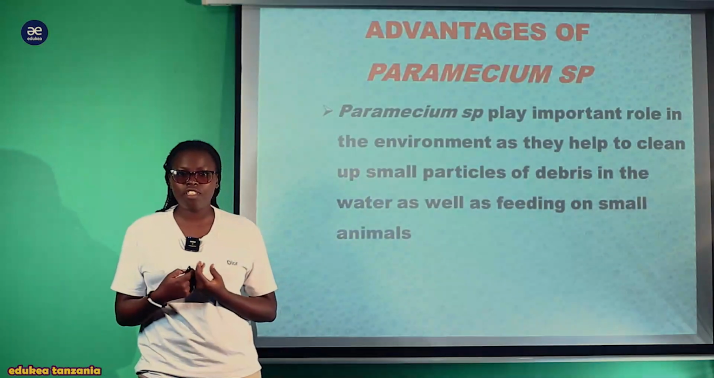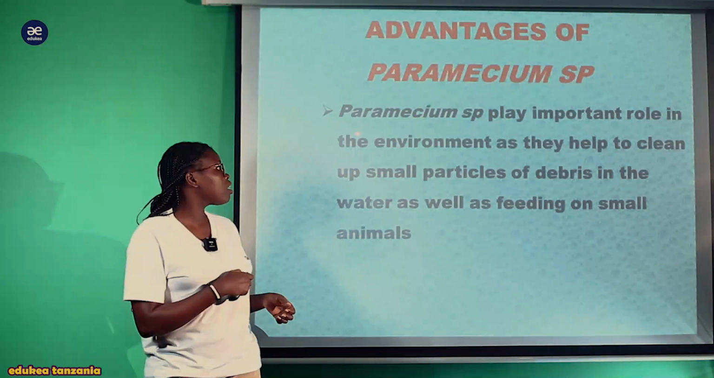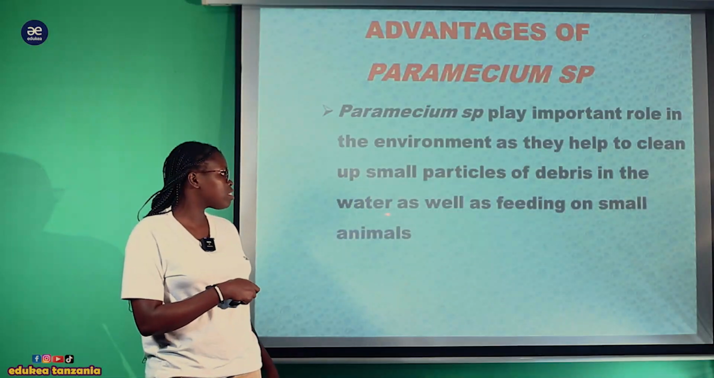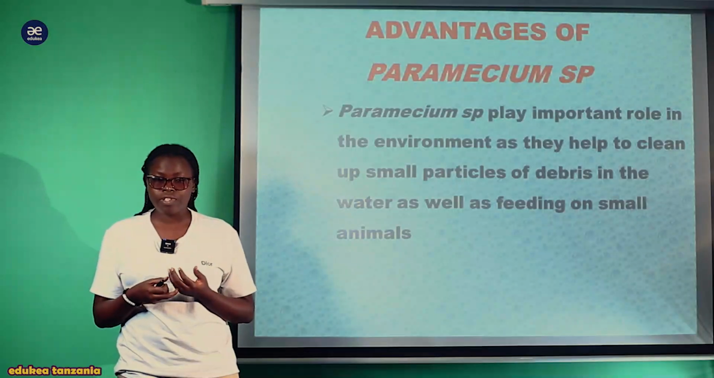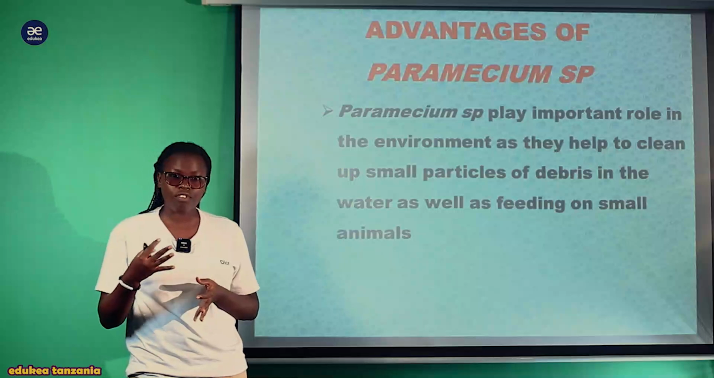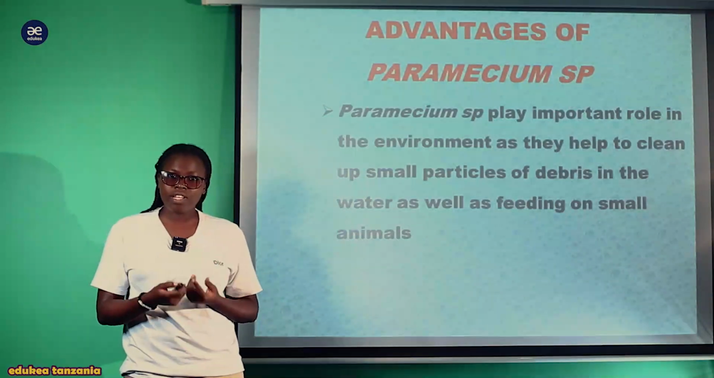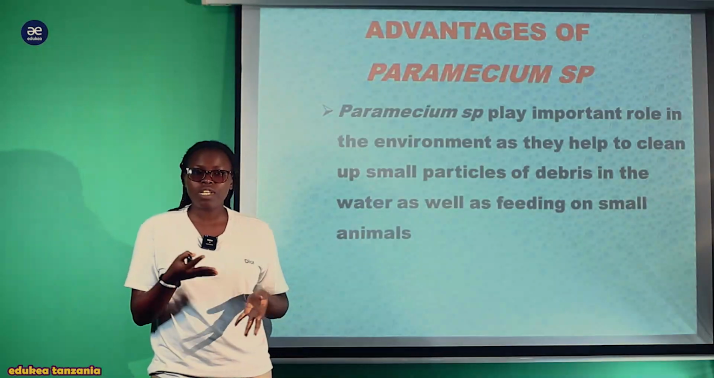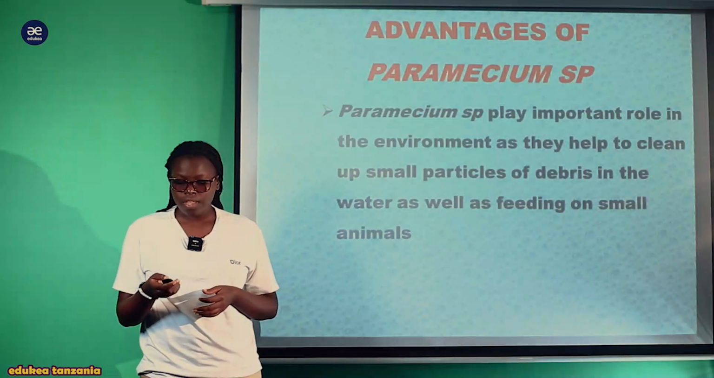Now, what are the advantages of the paramecium? The first one, paramecium species play a role in the environment as they help to clean small particles of debris in the water as well as feeding on small animals. The paramecia are heterotrophs, so they tend to feed on other organisms which are found in the environment, like microorganisms and other bacteria. So by doing this, they are used in the cleaning up of the environment, which is important in environmental or nutrient recycling.